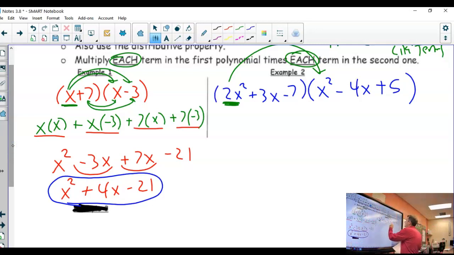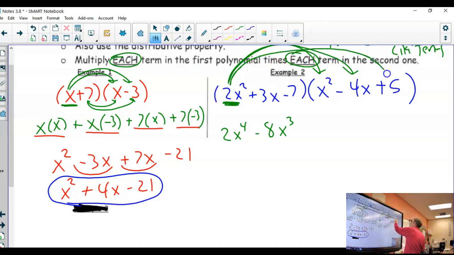2x squared times x squared would be 2x to the fourth. And then I would do 2x squared times negative 4x. That would be negative 8x to the third. And finally, 2x squared times positive 5. That would be positive 10x squared. I'm done with the 2x squared. I am now moving on to the 3x. And I'm going to do 3x times x squared.